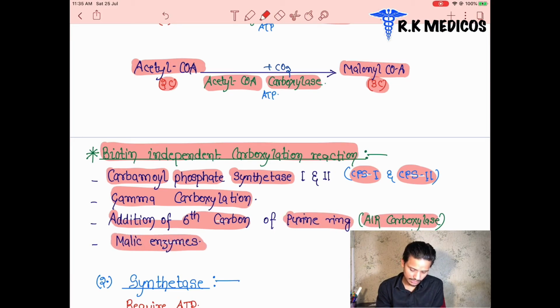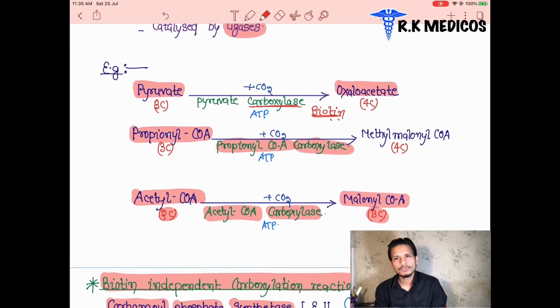In all these steps we are not going to use biotin. That's why they are the biotin independent carboxylation reactions. And in the previous ones, pyruvate, acetyl CoA, or propionyl CoA, in all these reactions we use biotin, ATP, and CO2 is added, and the lyase enzymes.